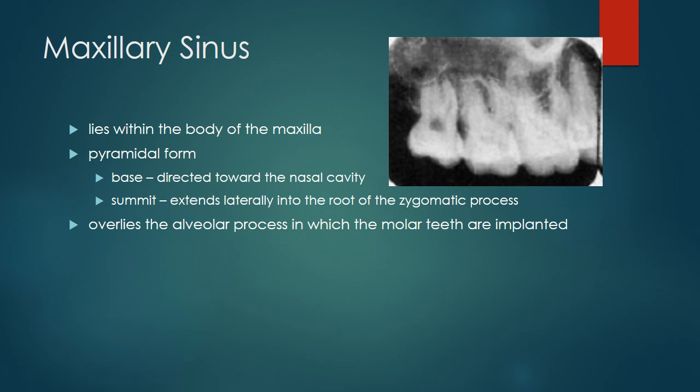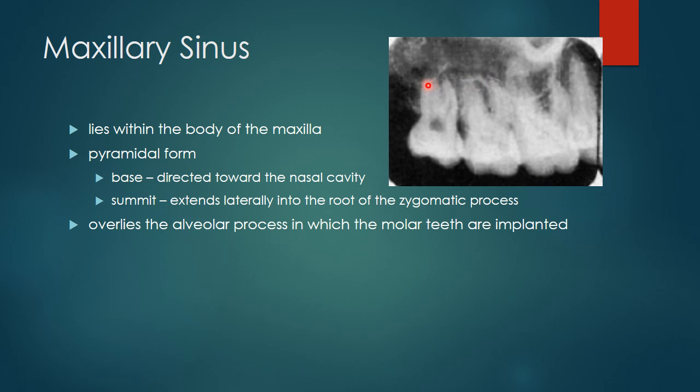Again, the maxilla is a hollow bone and it contains the maxillary sinus. The maxillary sinus is pyramidal in form. Its base is directed toward the nasal cavity, and its summit extends laterally into the root of the zygomatic process. It overlies the alveolar process in which the molar teeth are implanted.